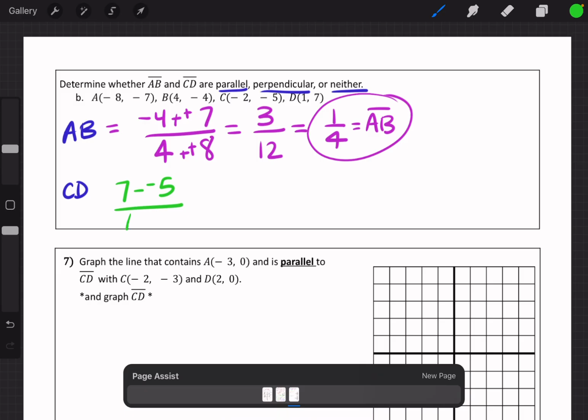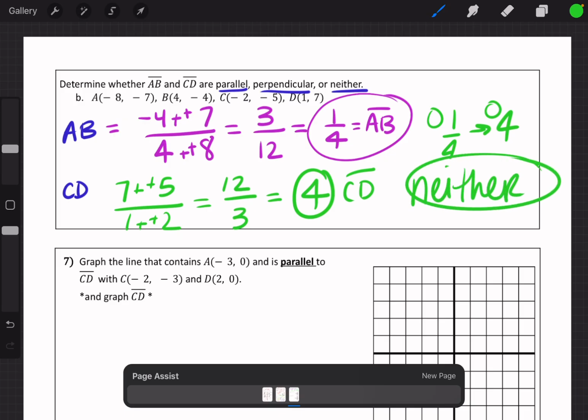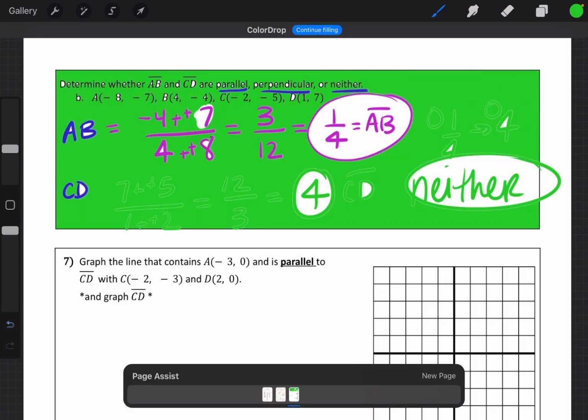We've got 1 minus -2 on the bottom. We're going to combine. We're going to get 12 on the top. We're going to get 3 on the bottom. We're going to simplify. This would be my CD slope. Now, when I look at these, yes, they are reciprocals, but they are both positive, so they are not opposite reciprocals. So this one would be neither. And yes, you can just use the word neither.